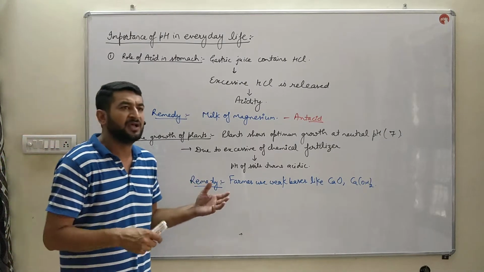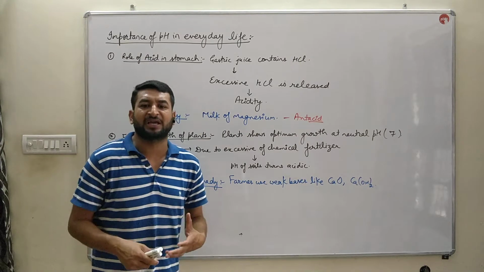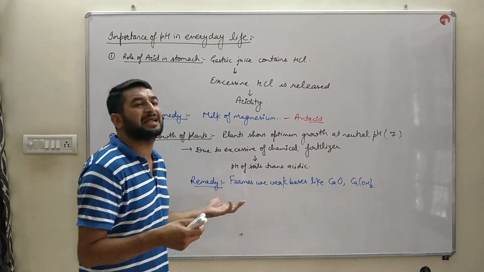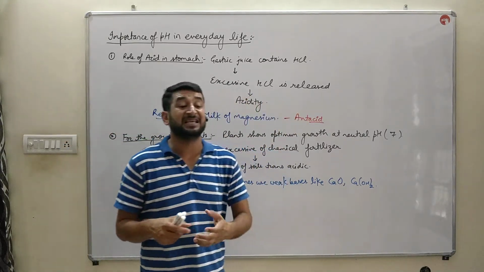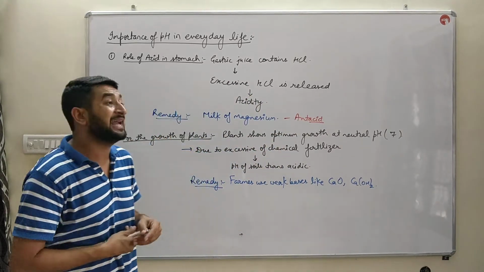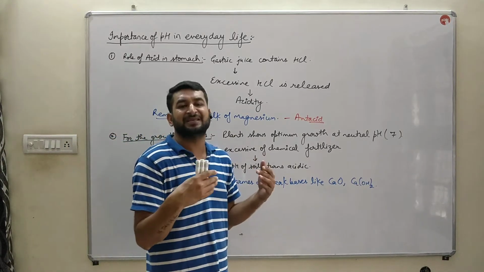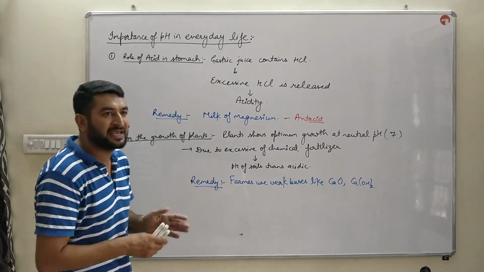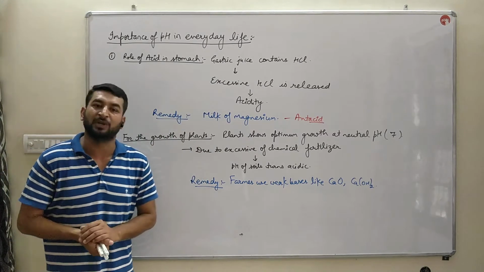question also. A farmer is using calcium oxide or calcium hydroxide, or calcium carbonate, in his field. Why is he using that? That farmer is adding bases to the soil so that the acidic nature of the soil can be neutralized easily, and the pH of the soil becomes neutral again, so that the plant will grow properly on that particular soil.